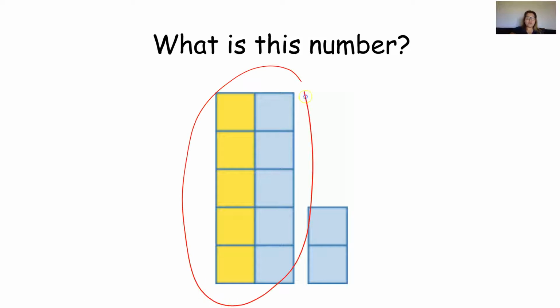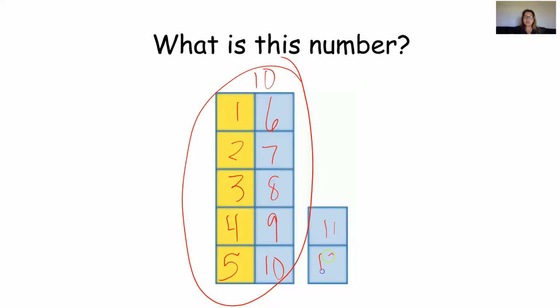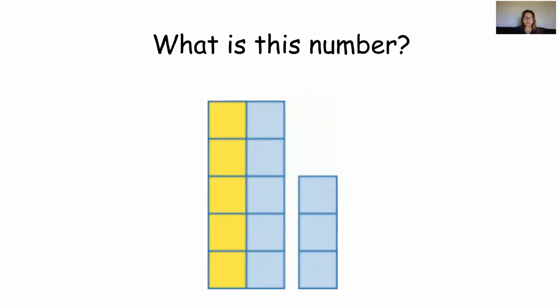What is this number? Remember, this represents 10. Okay, 1, 2, 3, 4, 5, 6, 7, 8, 9, and 10. And then we have 11, 12. So let's count. 10 plus, we have 1, 2, equals 12. So we have 12 for this set of blocks.